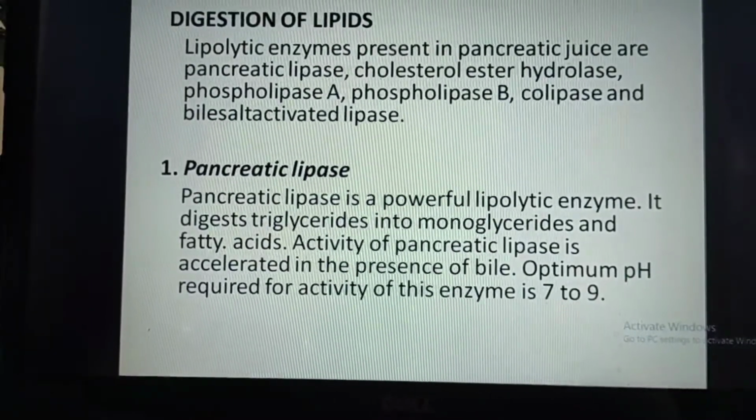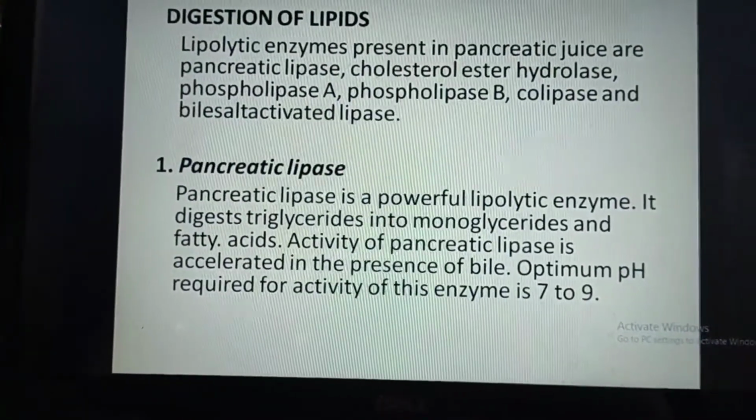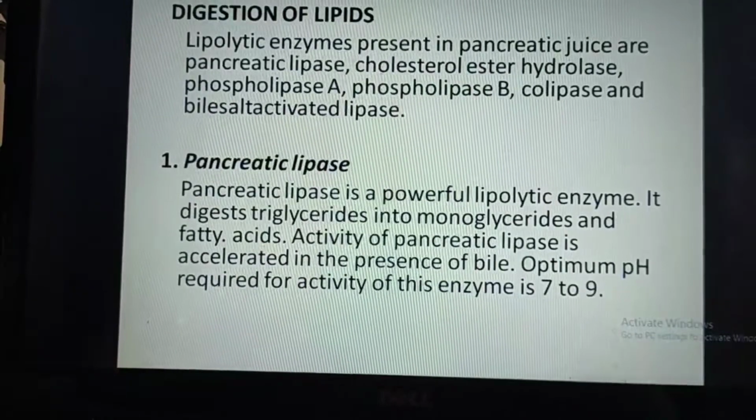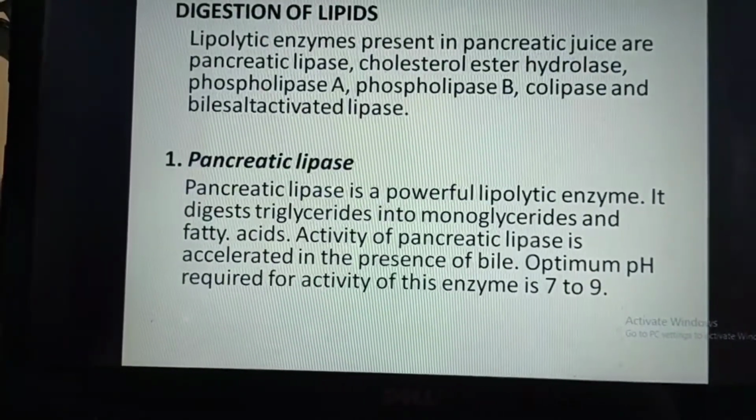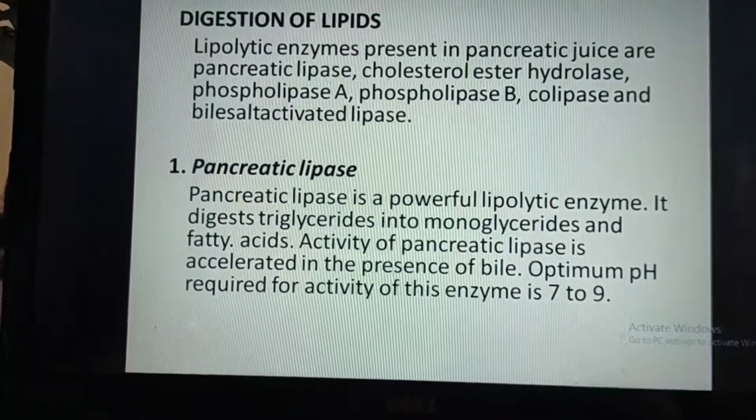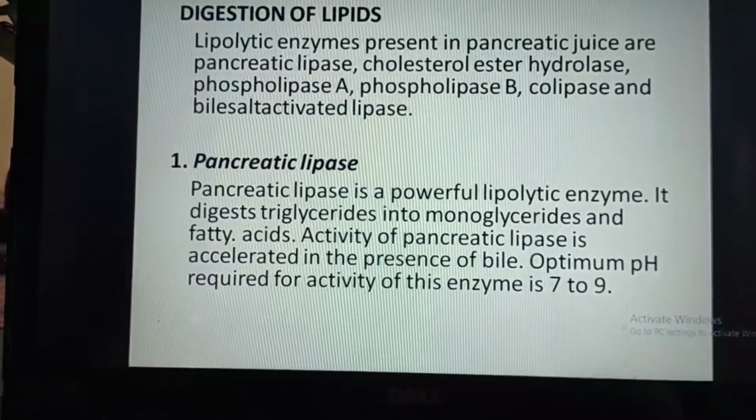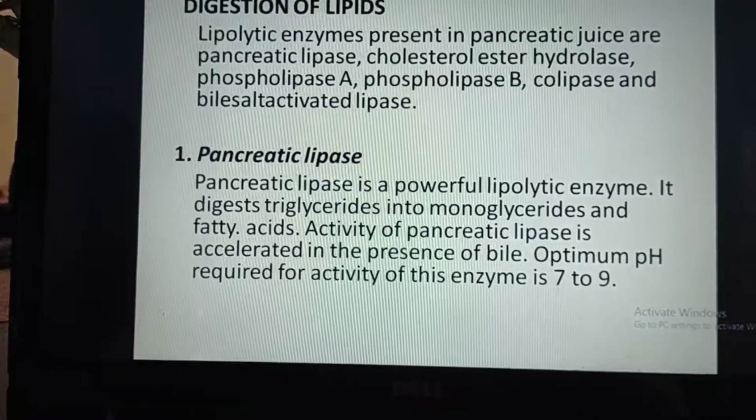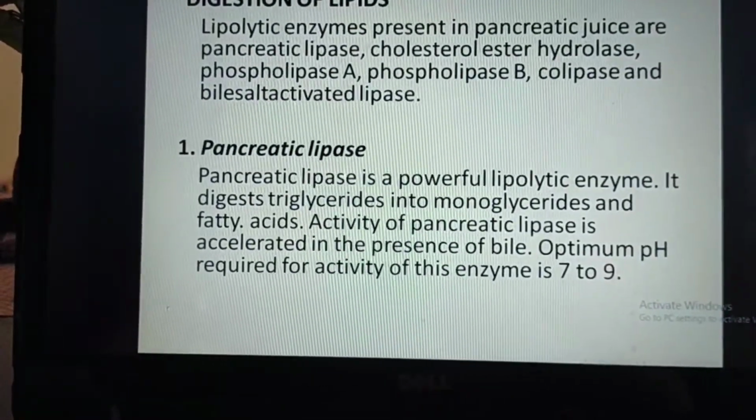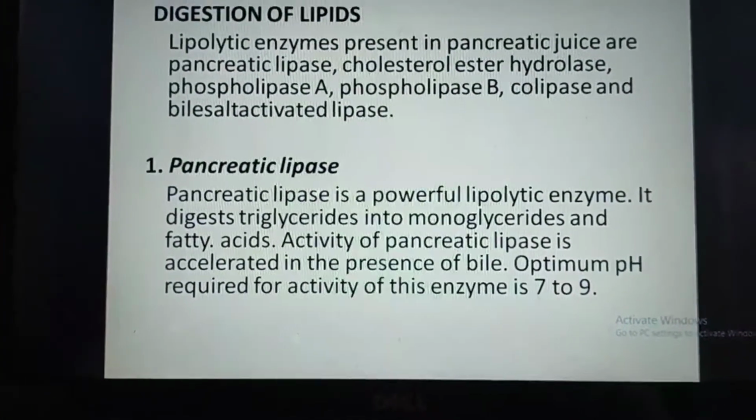First, we'll see the pancreatic lipase. Pancreatic lipase is a powerful lipolytic enzyme. It digests triglycerides into monoglycerides and fatty acids. Activity of pancreatic lipase is accelerated in the presence of bile. Optimum pH required for activity of this enzyme is 7 to 9.